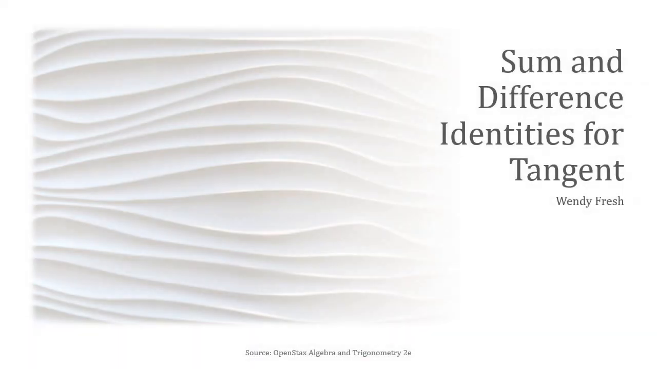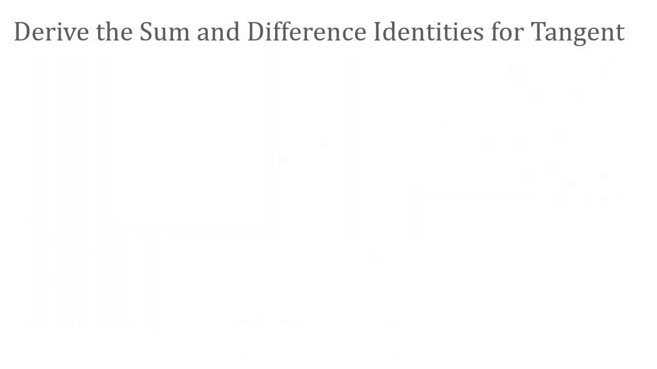In this section, we will look at sum and difference identities for the tangent function. Now that we know the sum and difference identities for the sine and cosine functions, we can derive the sum and difference identities for the tangent using the quotient identity that says that the tangent of an angle is equal to the sine of that angle over the cosine of that angle.